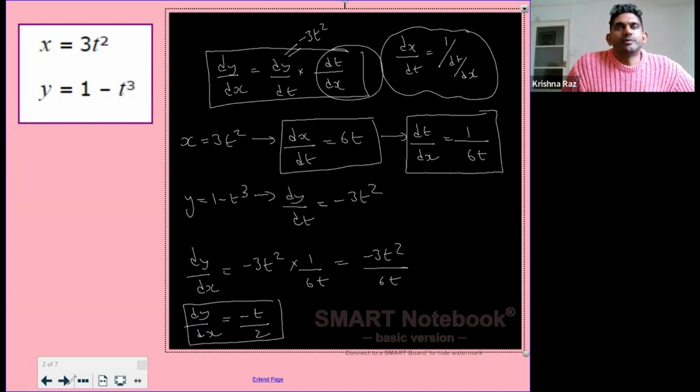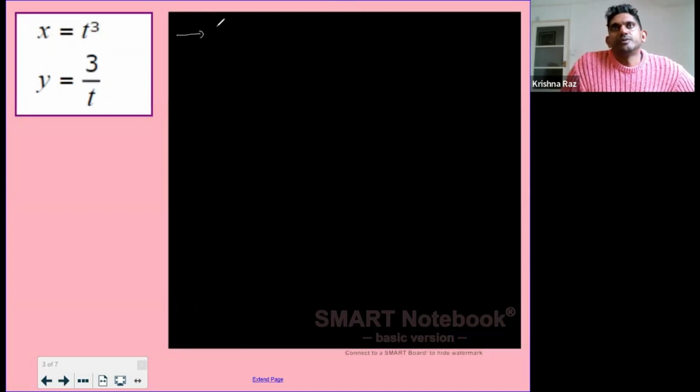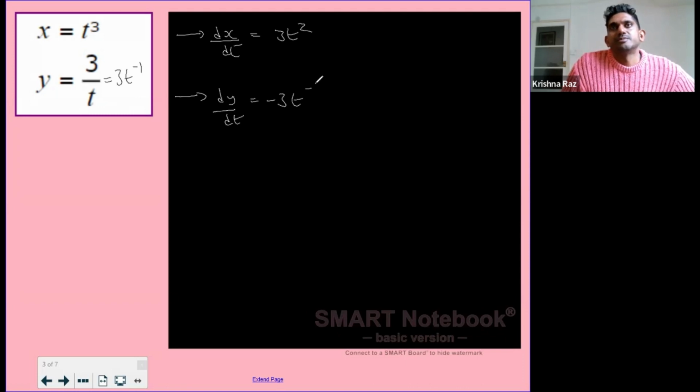So x equals t cubed, therefore dx by dt will be 3t squared. y equals 3 over t, which is 3t to the power minus 1. So when we differentiate that, we will get dy by dt will be negative 3t to the power minus 2, which is the same as negative 3 over t squared.